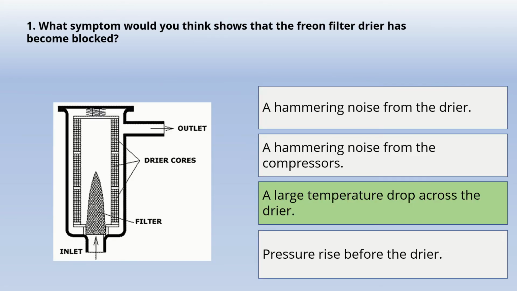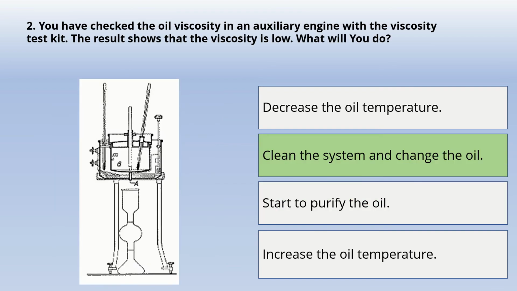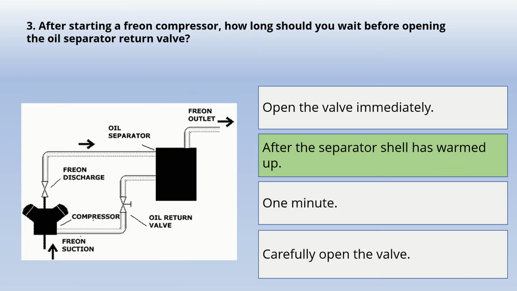Now let's summarize what we have studied in this video. What symptom would you think shows the freon filter dryer has become blocked? A large temperature drop across the dryer. You have checked the oil viscosity in an auxiliary engine with the viscosity test kit. The result shows that the viscosity is low. What will you do? Clean the system and change the oil.